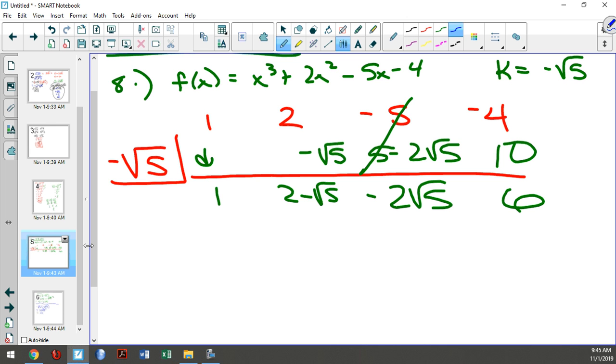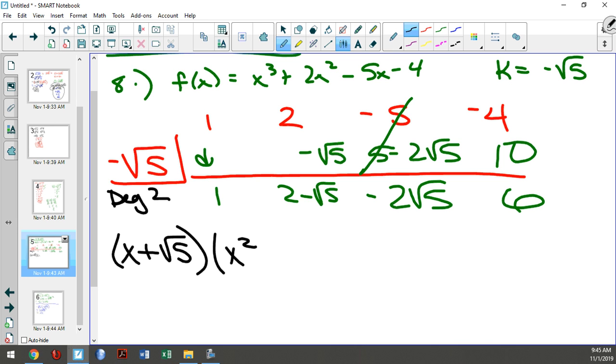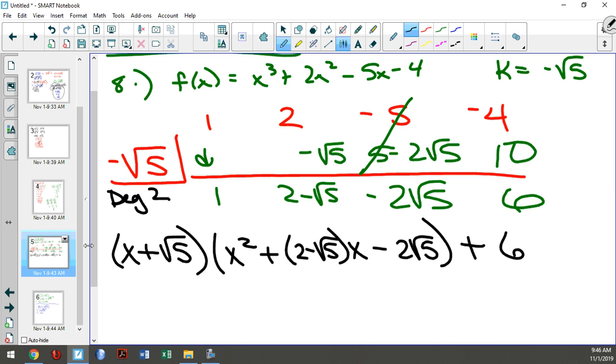as factors. So that's going to be x. Then this is minus square root of 5, so this is going to be plus the square root of 5 because I'm bringing it on the same side as x. This now becomes degree 2 because it was degree 3. So that's going to be an x squared plus, put parenthesis, minus 2 minus the square root of 5 times x minus 2 square roots of 5 plus my remainder of 6. Did we see that? Yay or nay? It's kind of nasty. Okay, it is kind of ugly.